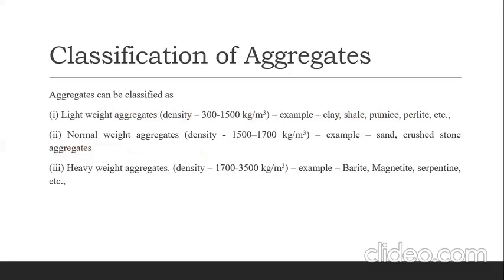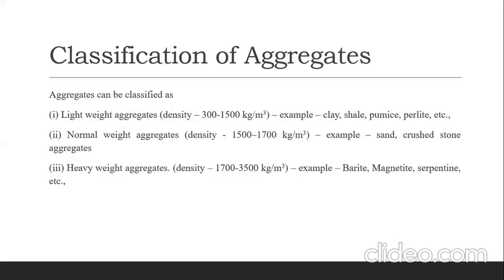So, classification of aggregates. First, we have three basic classifications based on the weights, that is nothing but the density: lightweight aggregates, normal weight aggregates, and heavyweight aggregates. Lightweight aggregates have a density range between 300 to 1500 kg per cubic meter. The best examples are clay, shale, pumice, perlite. This type of aggregate is used for the construction of lightweight concrete blocks. The best example is your AAC, autoclaved aerated concrete blocks.